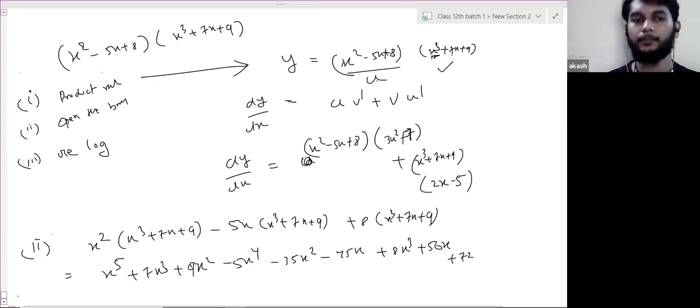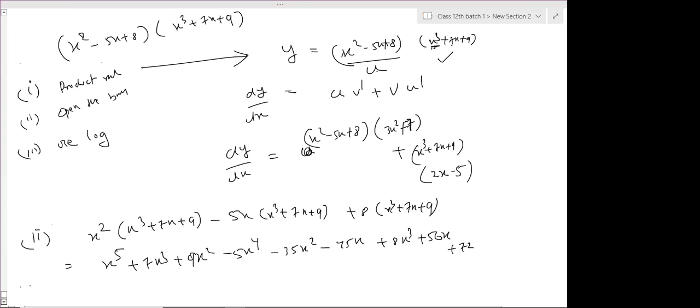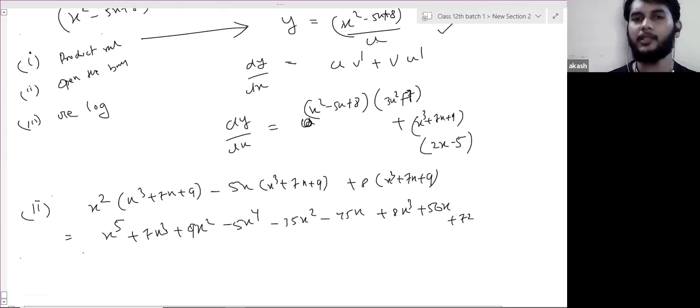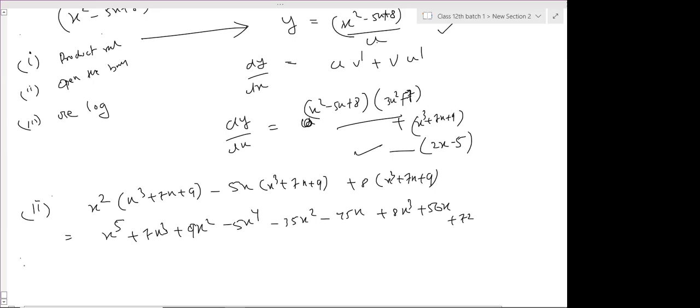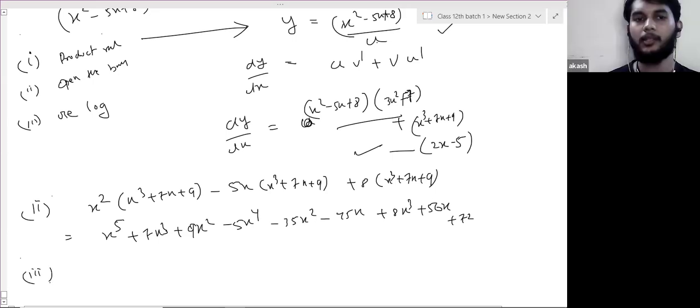Yes or no, Kulsum? Yes, sir, it's correct. All right. Now you can differentiate this very easily. And if you multiply and simplify this, you can see the answer will be the same. All right. Yes, I got it, sir. And the third one is using logarithm.